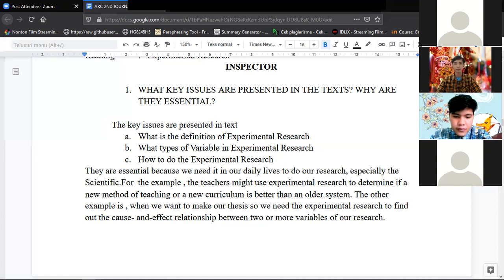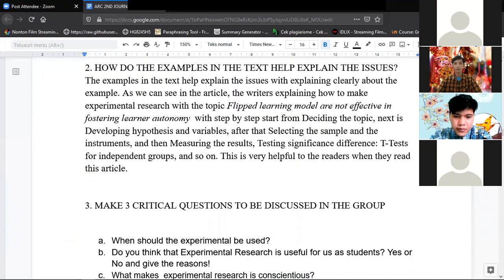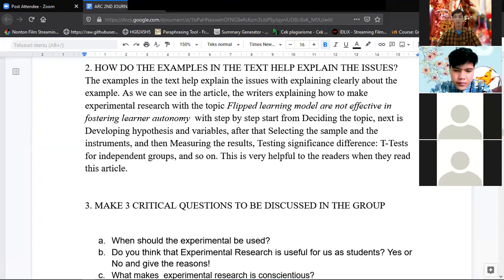And next, the second question is: how do the examples in the text help explain the issues? The examples in the text help explain the issues by explaining clearly about the example.